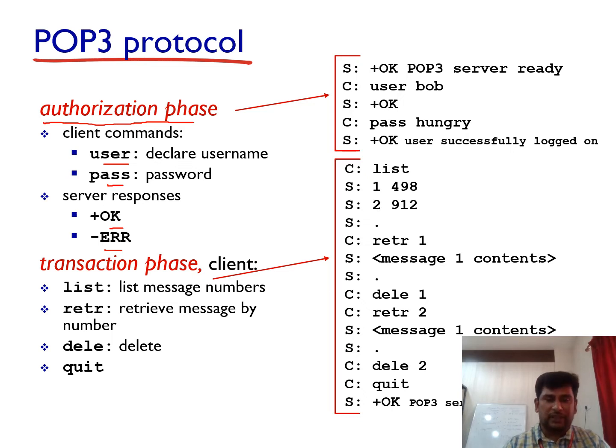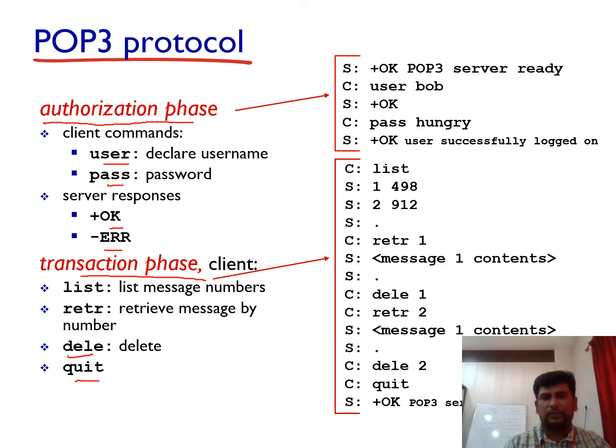So the transaction phase generally indicates the different kinds of applications which you could find here. There are different types of commands used in this transaction phase. The first one is list. It indicates the different message numbers you have. Then you have a retrieve command, to retrieve the messages by their numbers, and then you can delete certain messages, and you can quit the server access.